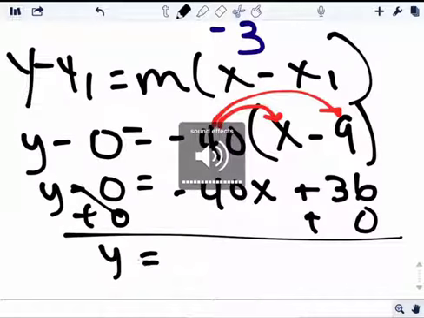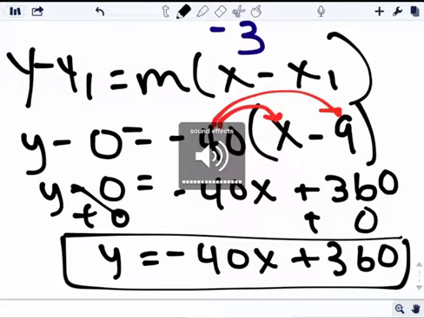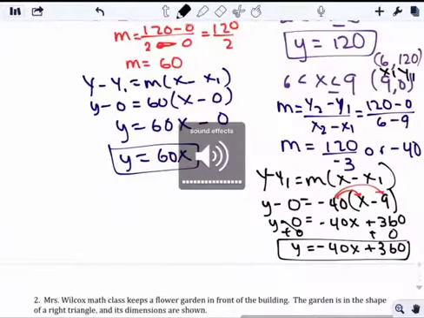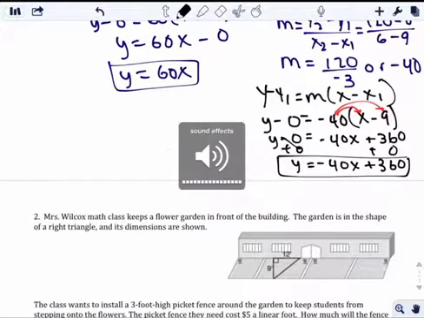Y equals, I forgot to put a 0, sorry, negative 40x plus 360. And that is the last equation. So please box your answer, especially with all this mess, to tell me which one is the equation.